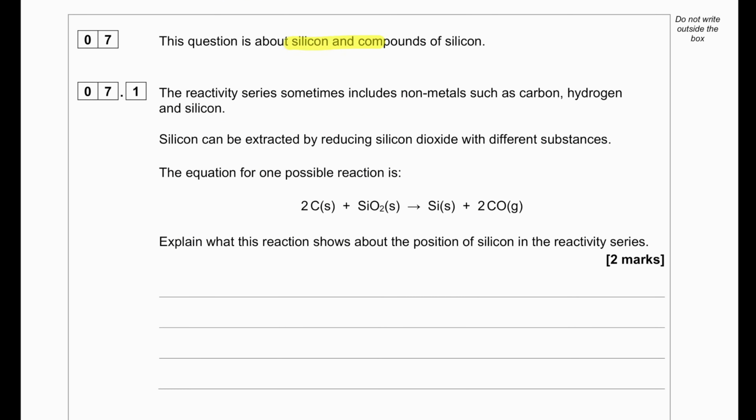This question is about silicon and compounds of silicon. The reactivity series sometimes includes nonmetals such as carbon, hydrogen, and silicon. Silicon can be extracted by reducing silicon dioxide with different substances. In the equation, 2 carbon reacts with silicon dioxide, silicon is produced and carbon monoxide is produced. Explain what this reaction shows about the position of silicon in the reactivity series.